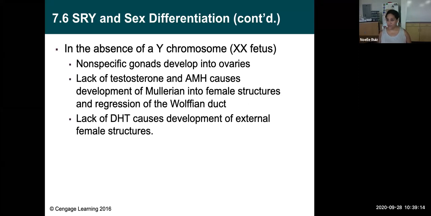In the absence of a Y chromosome, so the girls, the XX fetus, the nonspecific gonads that are there up until week 8 develop into ovaries. The lack of testosterone and AMH causes the development of the Müllerian ducts into female structures and regression of the Wolffian duct. The Wolffian duct leads to the male structures. Girls don't need that. They need the other one. The lack of DHT causes development of external female structures. Again, there's a lot of steps to develop into a quote unquote normal female.